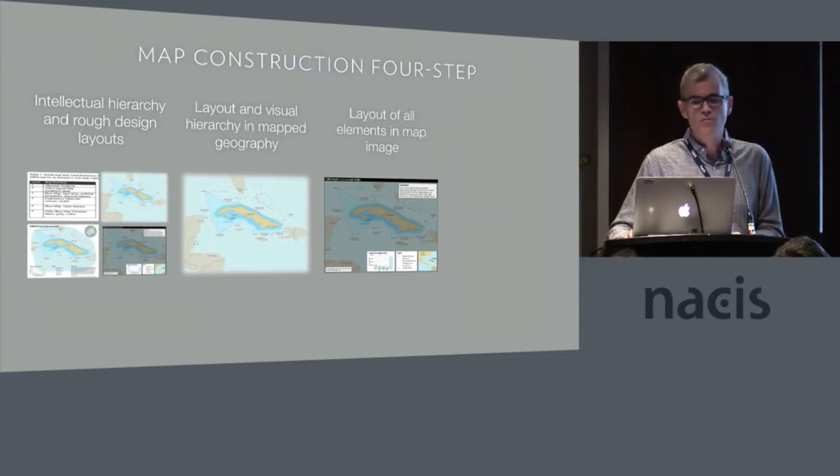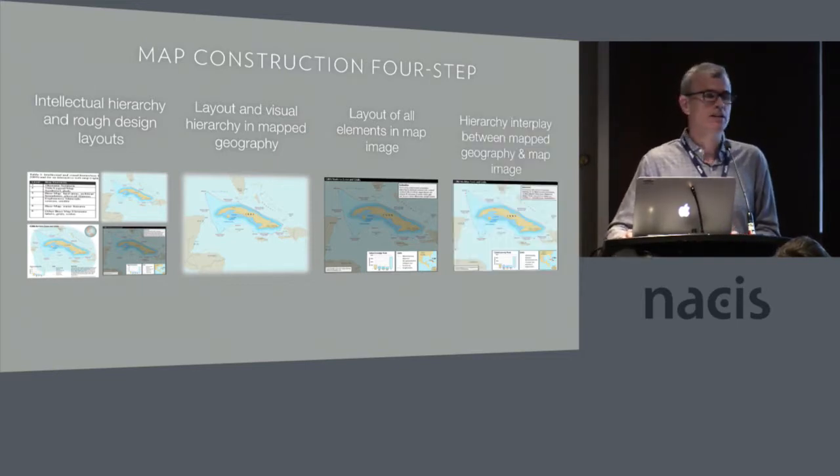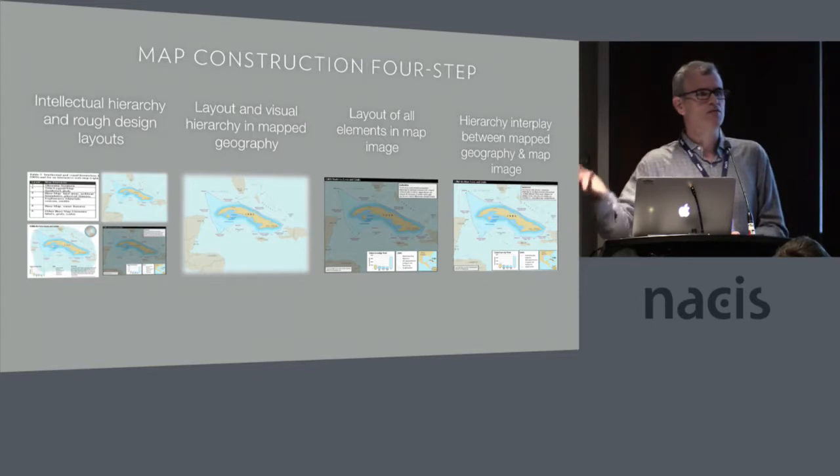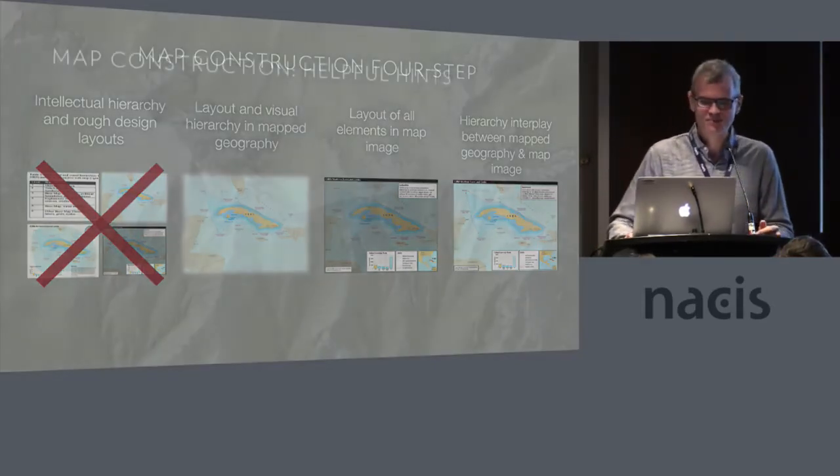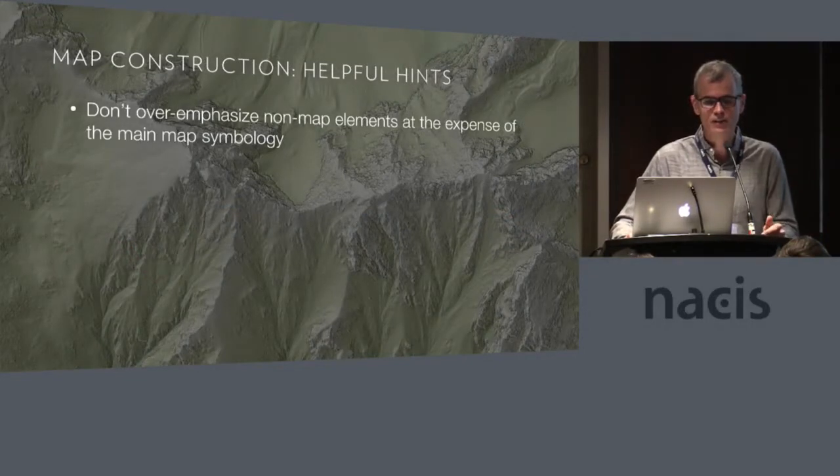Then you lay out the elements of your map image, and then you tie it all together and work back and forth between the map geography and the map elements that are not the map geography to get an effective image. Of course, realistically, a lot of us skip this step, and we just launch right into doing the map geography. I do sometimes.